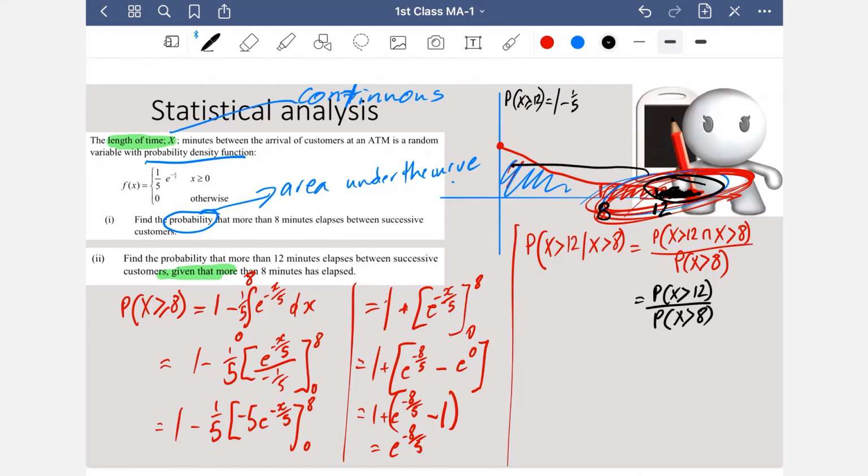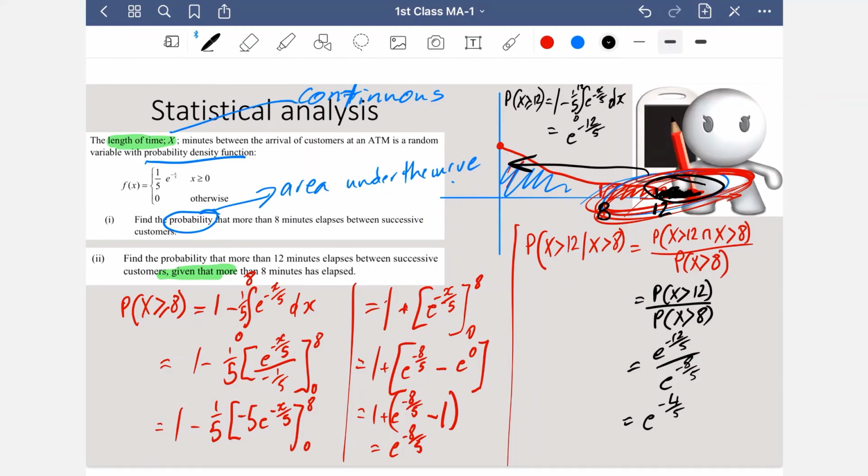So I'm going to be calculating this area over here, the integral of e to the power of negative x on 5 with respect to x from 0 to 12. And the working out will be exactly the same. My answer is going to be negative e to the negative 12 on 5, so e to the negative 12 on 5 over e to the negative 8 on 5. Okay, using index laws, I've got the same base, so I take away: negative 12 minus negative 8. Well, that's going to give you negative 4.